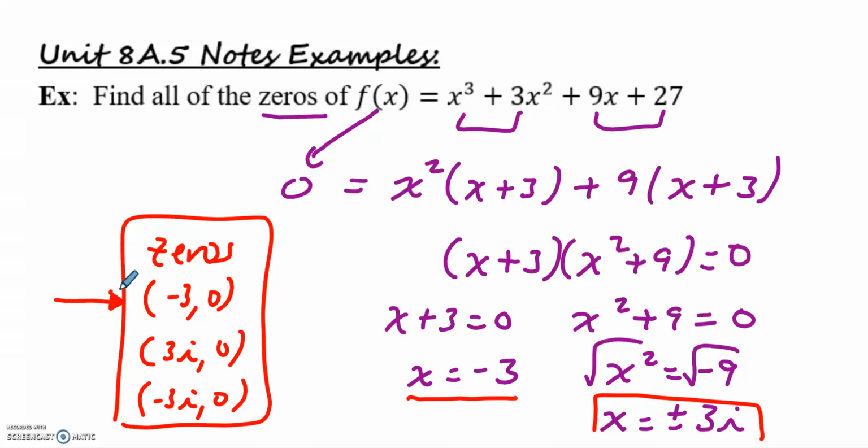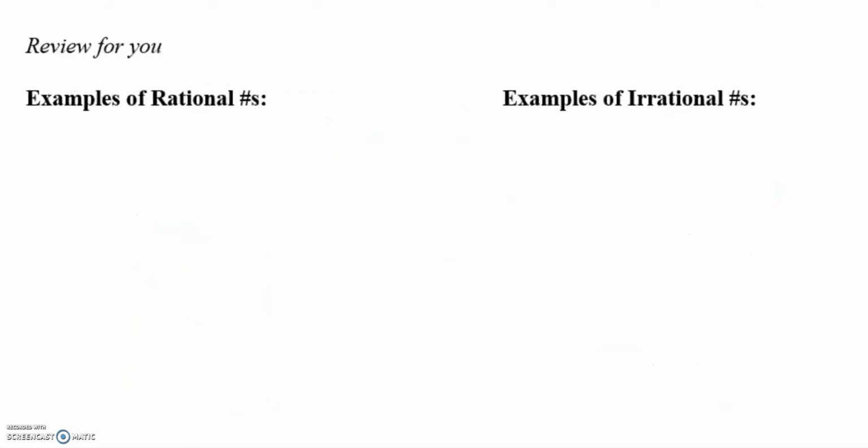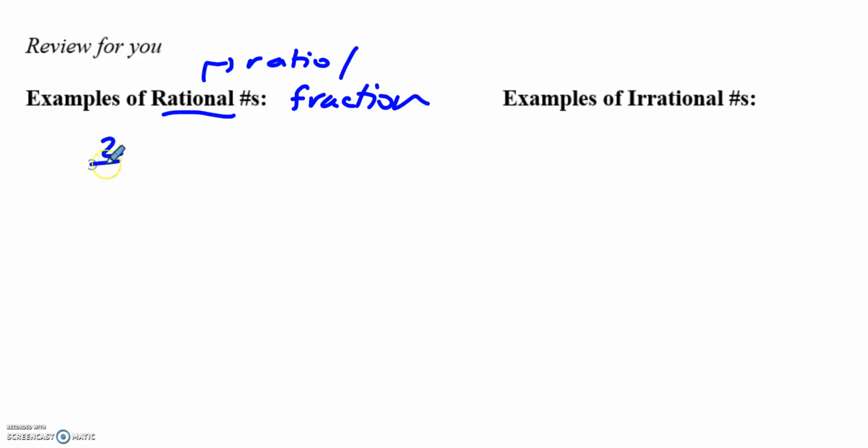Please feel free to pause this if you want to write down the work, or rewatch this if you need to. But what I'm going to do is continue on to the next slide, and I'd like to review for you what rational numbers are, what some examples are, as well as irrational numbers. An example of rational numbers, remember from earlier, is any number that could really be written or turned into a ratio or a fraction.